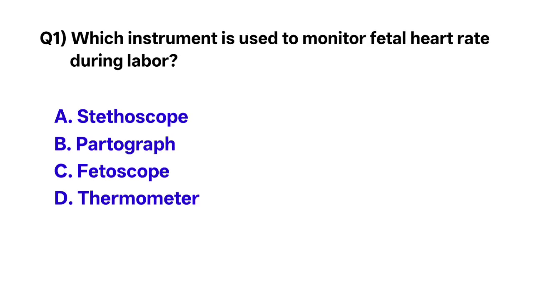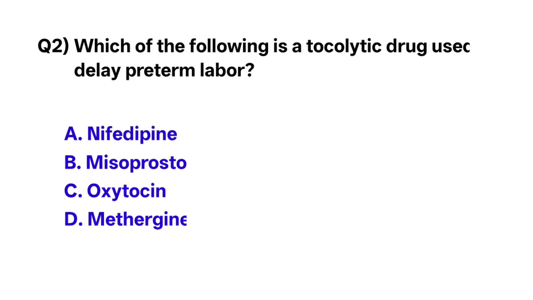Question number 1. Which instrument is used to monitor fetal heart rate during labor? The correct option is C. Fetoscope. Question number 2. Which of the following is a tocolytic drug used to delay preterm labor? The correct option is A. Nifedipine.